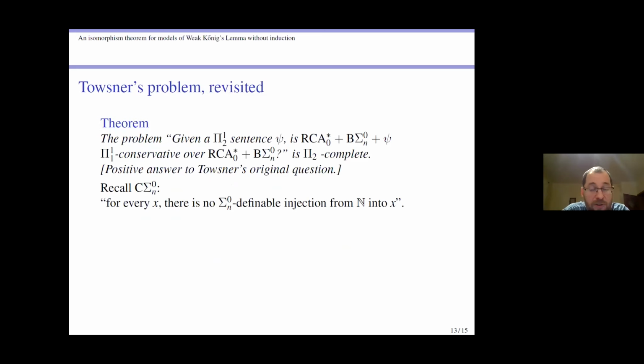So what about Towsner's original problem? The problem was, is it Pi_2 complete to decide, given the Pi^1_2 sentence, whether the Pi^1_2 sentence is Pi^1_1 conservative over Σ_n collection for some fixed natural number n? The answer turns out to be positive. So I would say the more interesting, as it turns out, version of Towsner's question has a negative answer where you explicitly add not induction here. But if you just take the original question, we have conservativity over collection, but that has a positive answer.